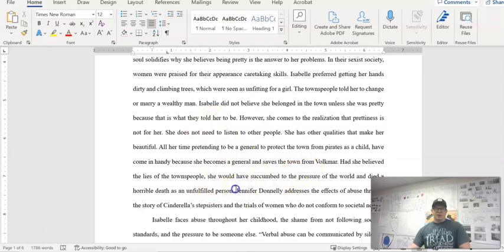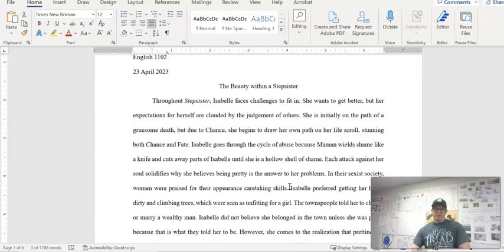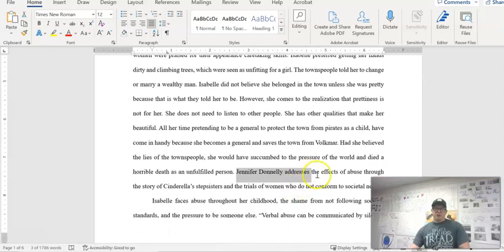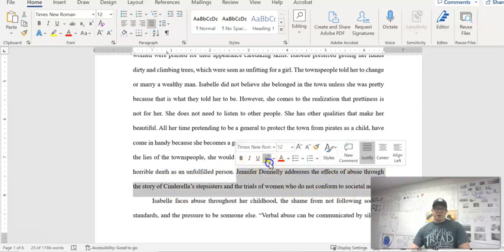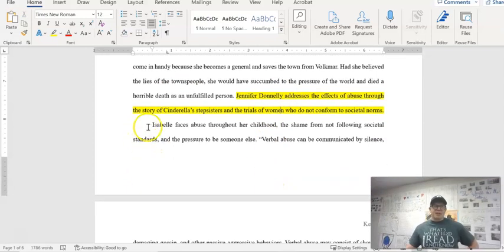And then we have this thesis right here. Jennifer Donnelly, which I imagine is the author, addresses the effects of abuse through the story of Cinderella's stepsisters and the trials of women who do not conform to societal norms. Cool. Thesis. Boom. There we go. I know what the thesis is. Abuse and trials of women. All right. So Isabel faces abuse throughout her childhood, the shame from not following societal standards and the pressure to be someone else.